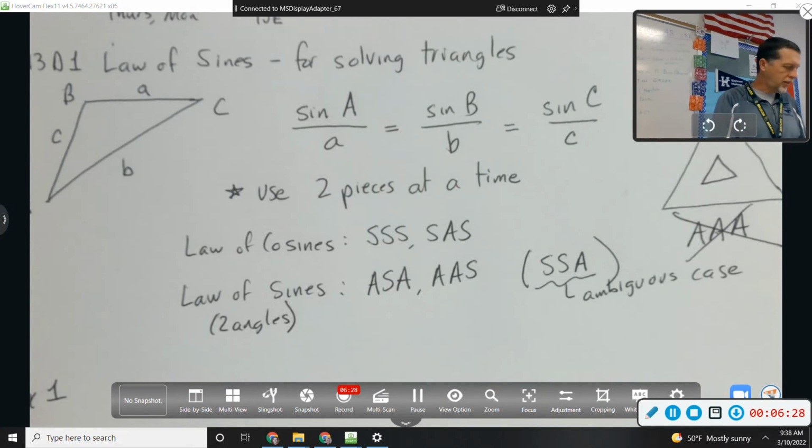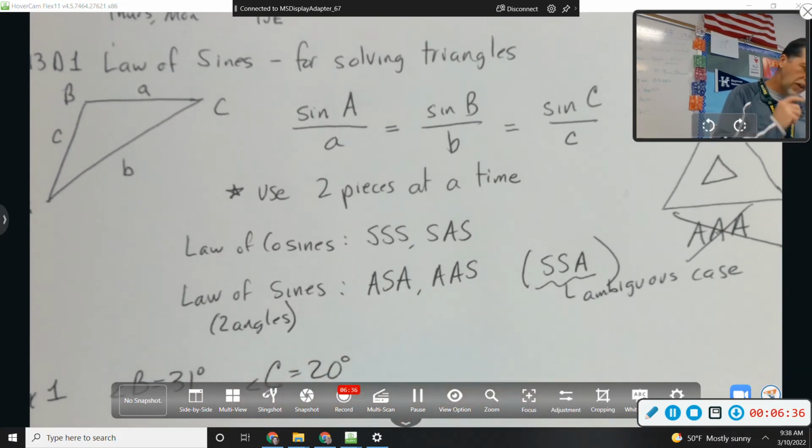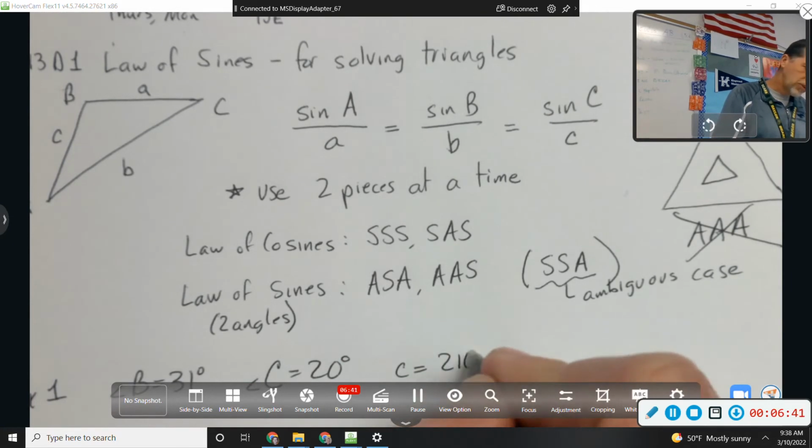All right, an example. Angle B equals 31 degrees. Angle C equals 20 degrees. Side C equals 210. Solve the triangle.